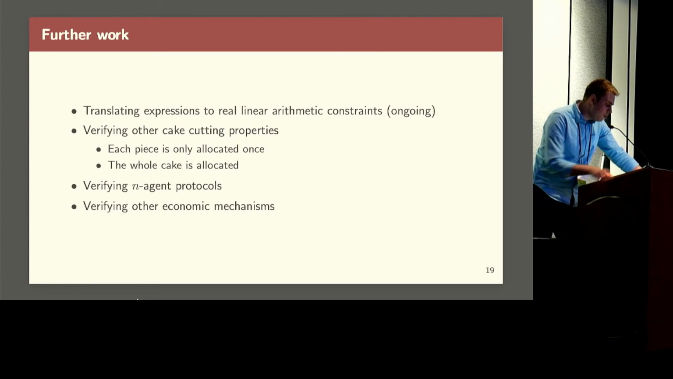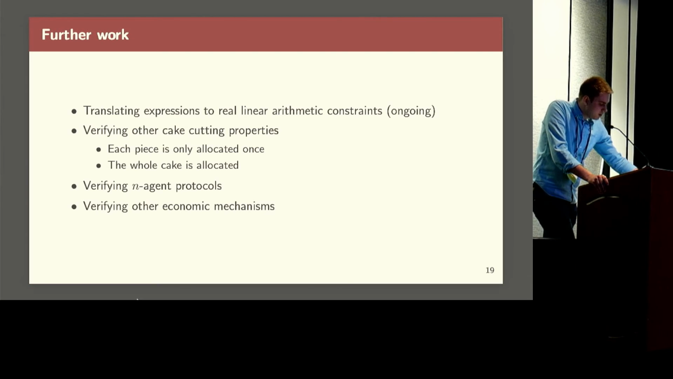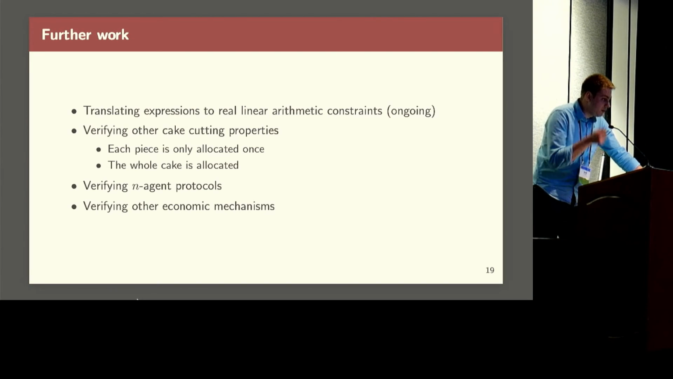Well, right now what we're working on is being more careful about our translation and translating the expressions into real linear arithmetic constraints. This will allow us to check things faster, allowing us to scale to more complicated protocols, as well as guaranteeing that we'll receive a result from the SMT solver. It would also be interesting to verify other cake cutting properties, such as making sure that each piece is only given to one agent, or that the whole cake is allocated for those properties that actually claim to have that property. It'd also be very interesting to verify protocols for an arbitrary number of agents.